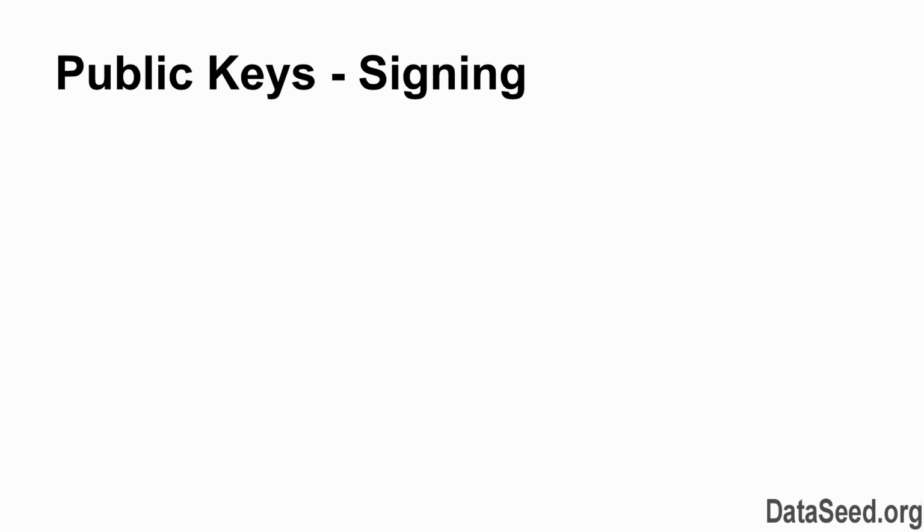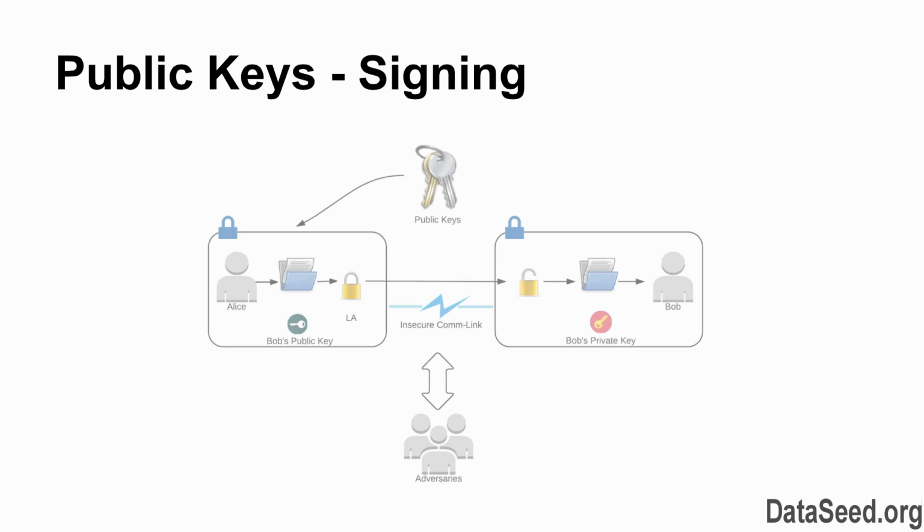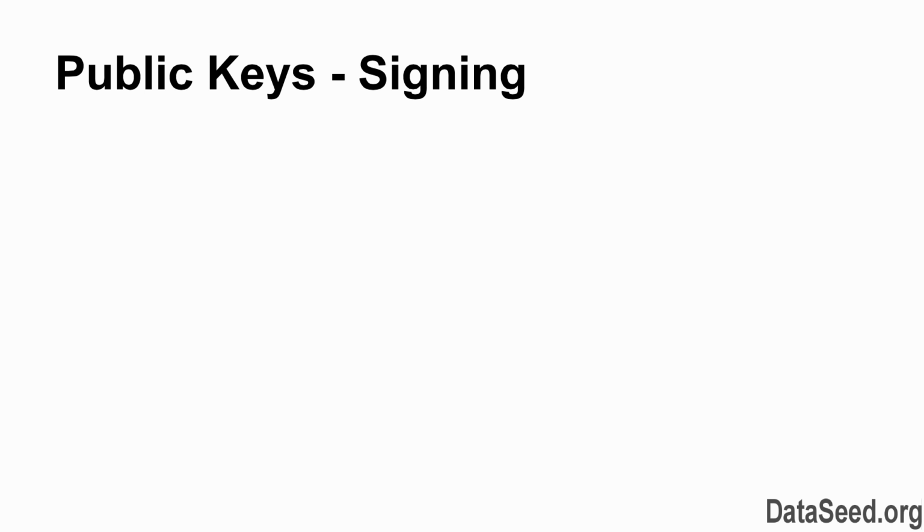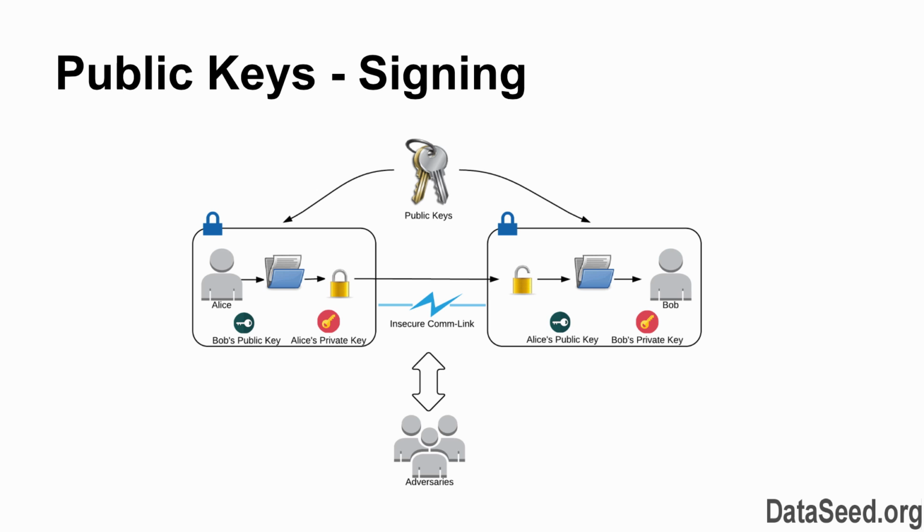Let's take a deeper look into one aspect of authentication associated with public keys. In our previous public key diagram, since the public keys are out in the open, what's to stop an adversary from encrypting a file for Bob pretending to be Alice? Well, that's where we can utilize the concept of signing with our private key.